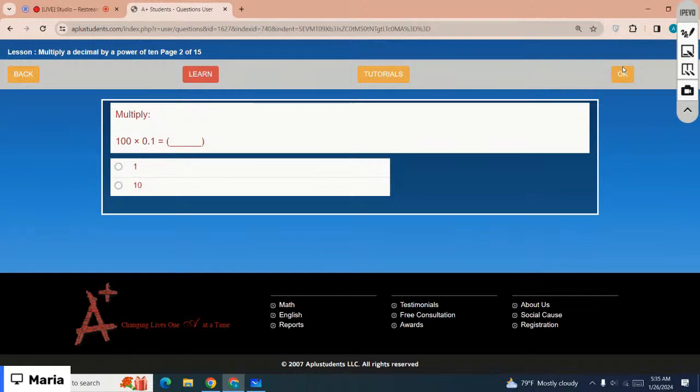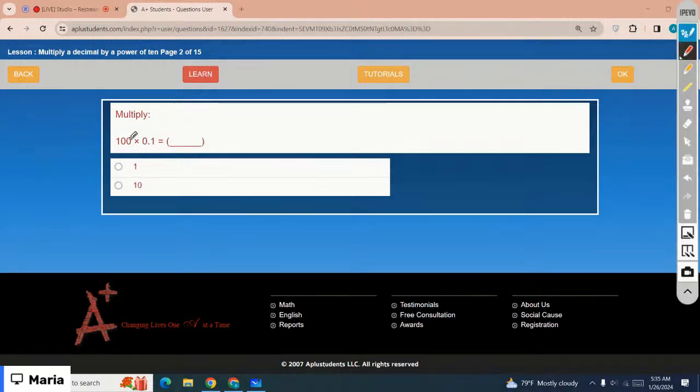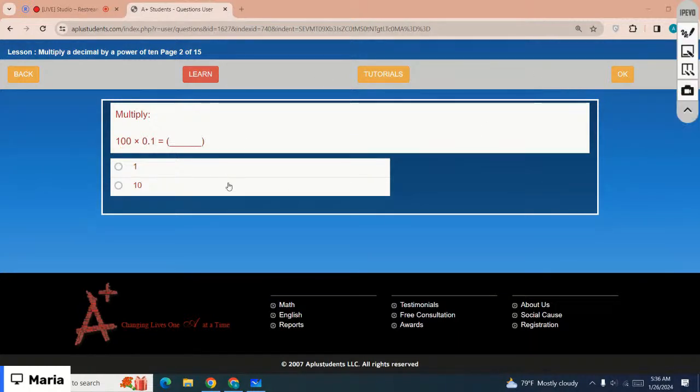100 times 0.1. So which is the correct option? You have two zeros here in the 100. That means you need to move the decimal point two places right. There is only one decimal place here, so you need to add a 0. So you can move the decimal point from here. So it is then 10.0 and that equals 10. Option number 2 is the correct option. Very good.